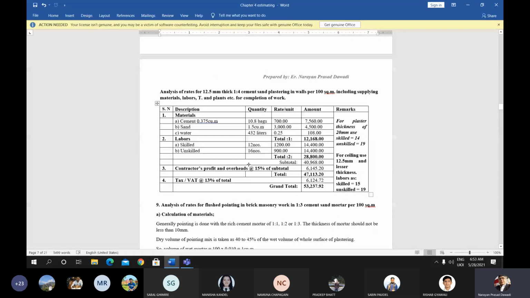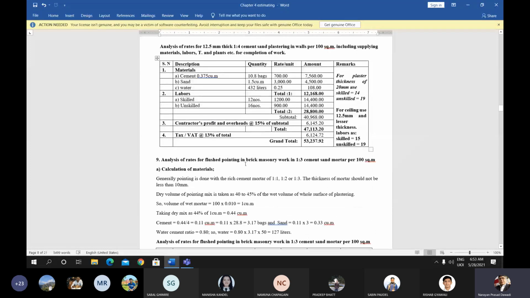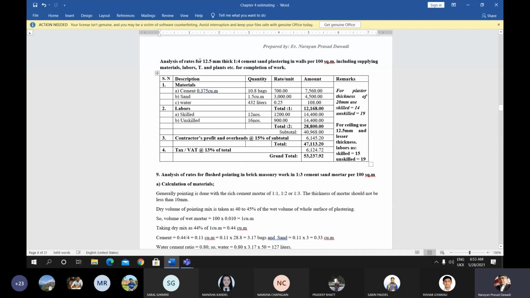Now the analysis of rates. After finding the quantity of material, the analysis of rates for 12.5 mm thick 1:4 cement sand plastering in walls per 100 square meter, including supply of material, labor, tools and plants etc. for complete work. Now, item one is material. Material means cement, sand, water. These are the calculated quantities, and use the rate as usual. You will get the total of item one as 12,168 rupees.